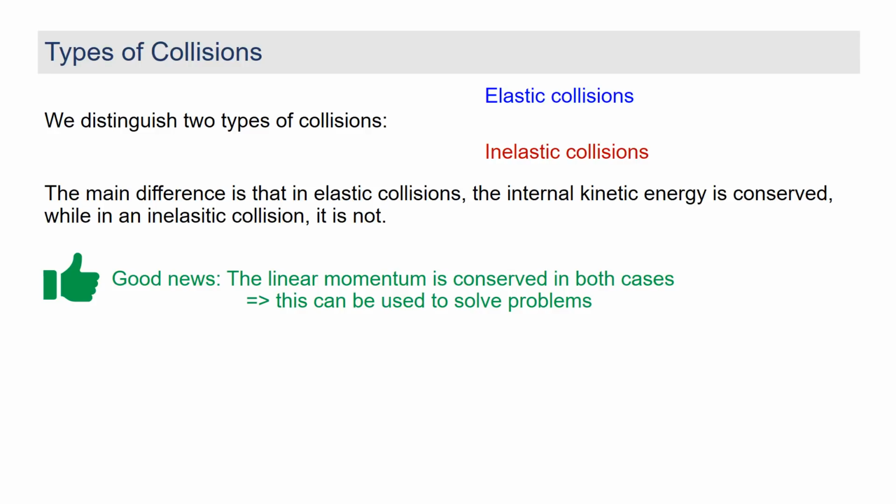Elastic is when no deformation happens. The objects that collide are in the same shape after the collision as they were before the collision. An inelastic collision is going to be where there is deformation. So think cars crunch. That's an inelastic collision. So the main difference between an elastic and inelastic collision is whether kinetic energy is conserved. In an inelastic collision, it is not, because some of that energy goes into the deformation process.